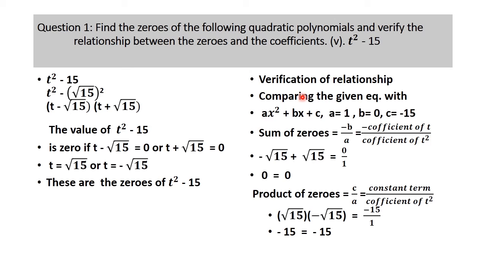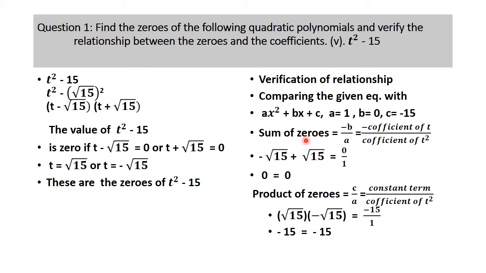polynomial. Now verification part, comparing the given equation with the standard equation ax square plus bx plus c. Here a is 1. Now b is 0 because we have no term containing t. So the coefficient of t is 0 and the constant term is minus 15.